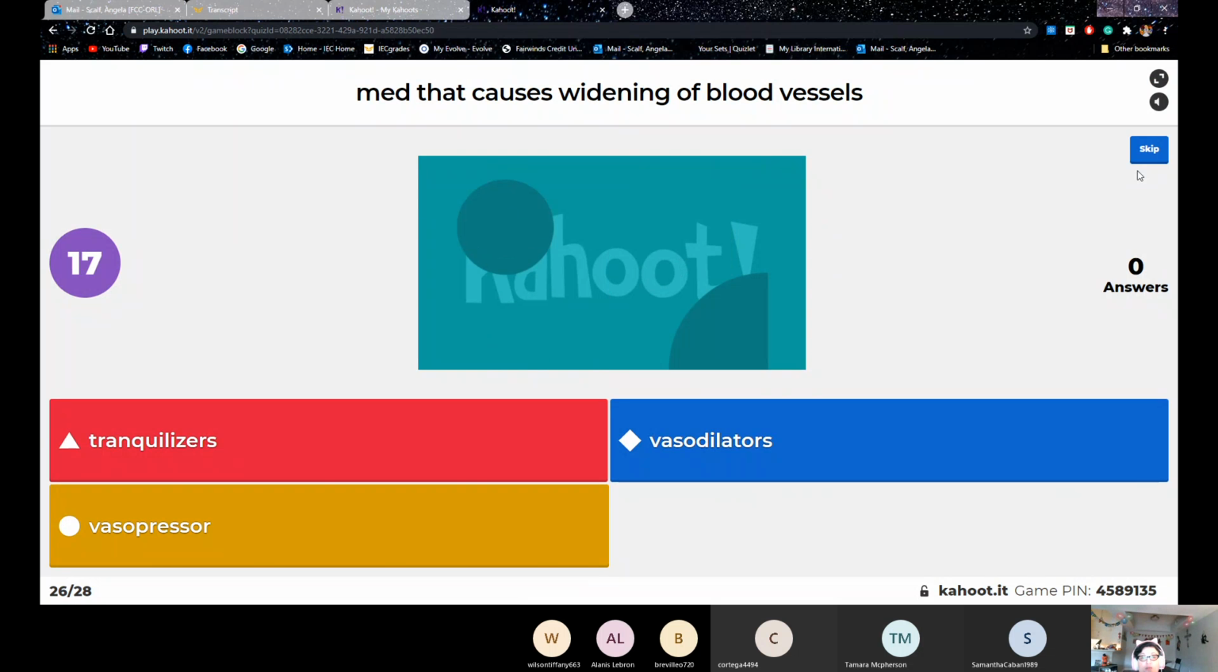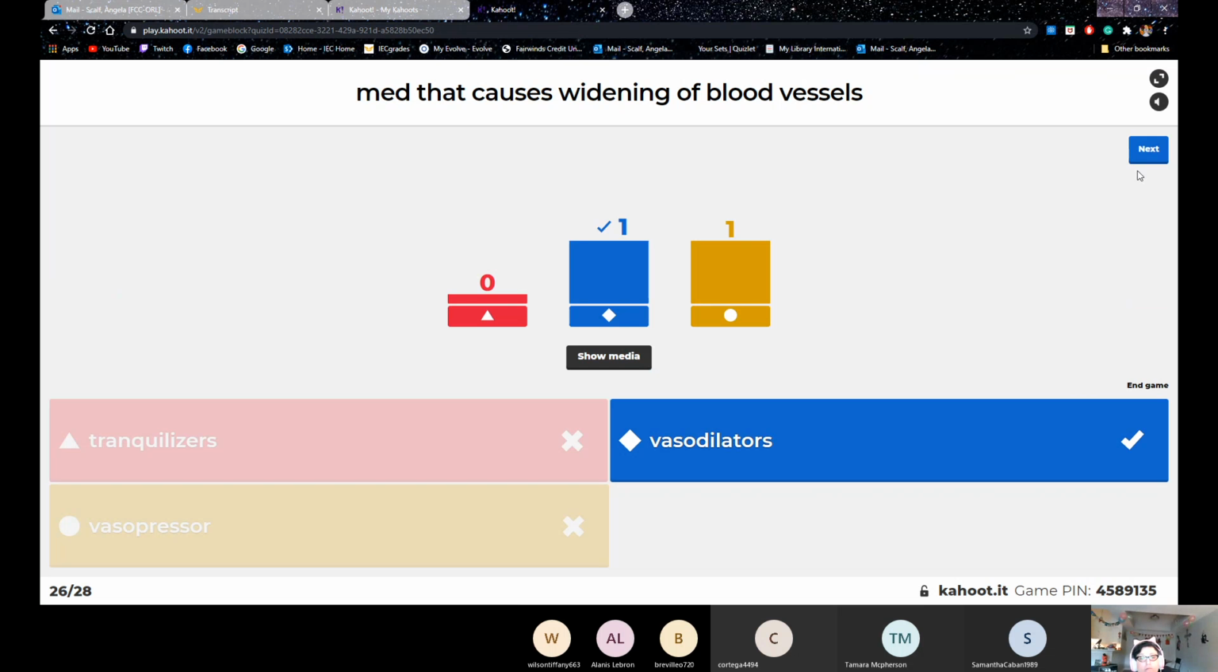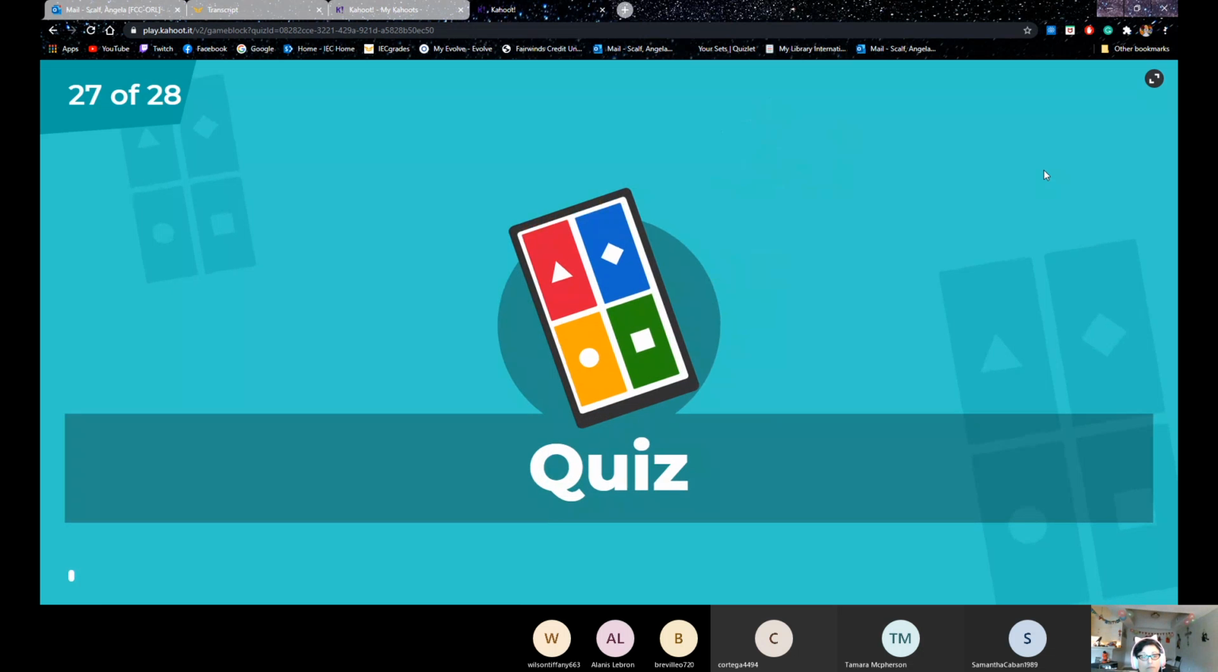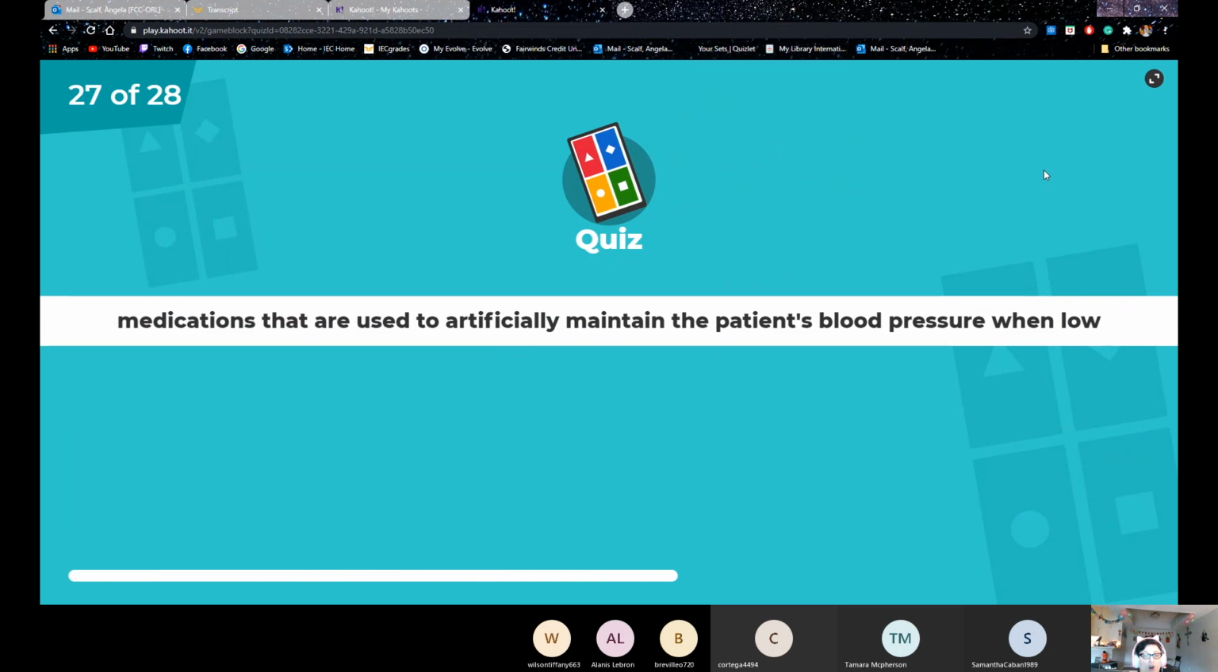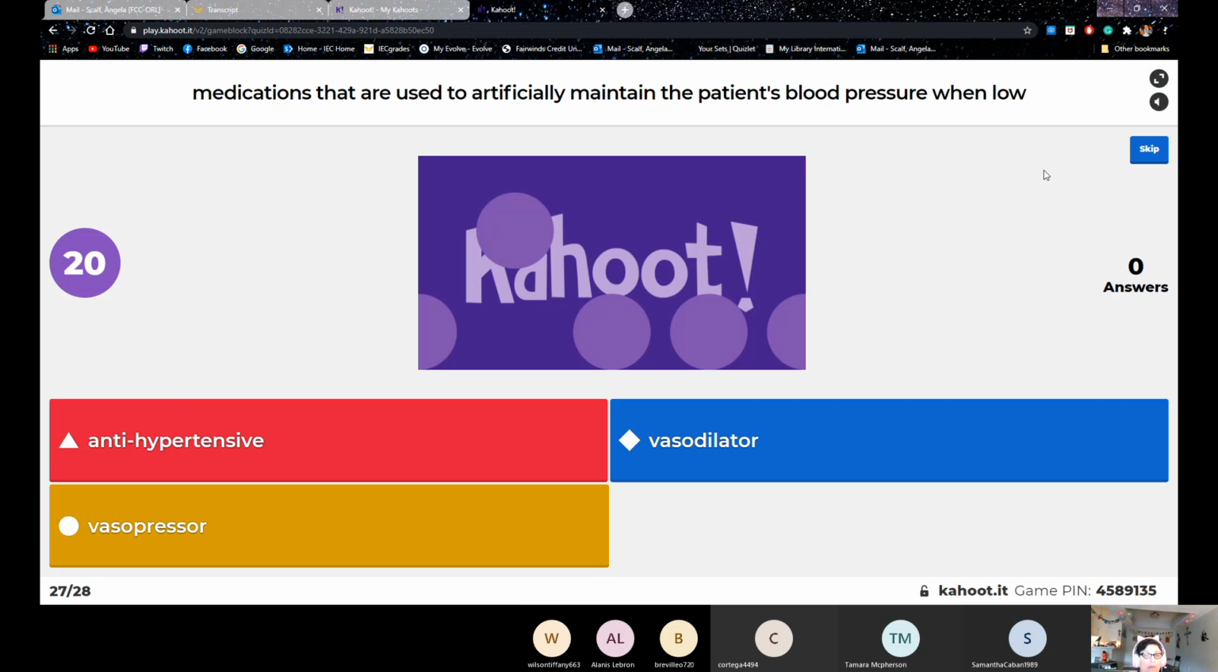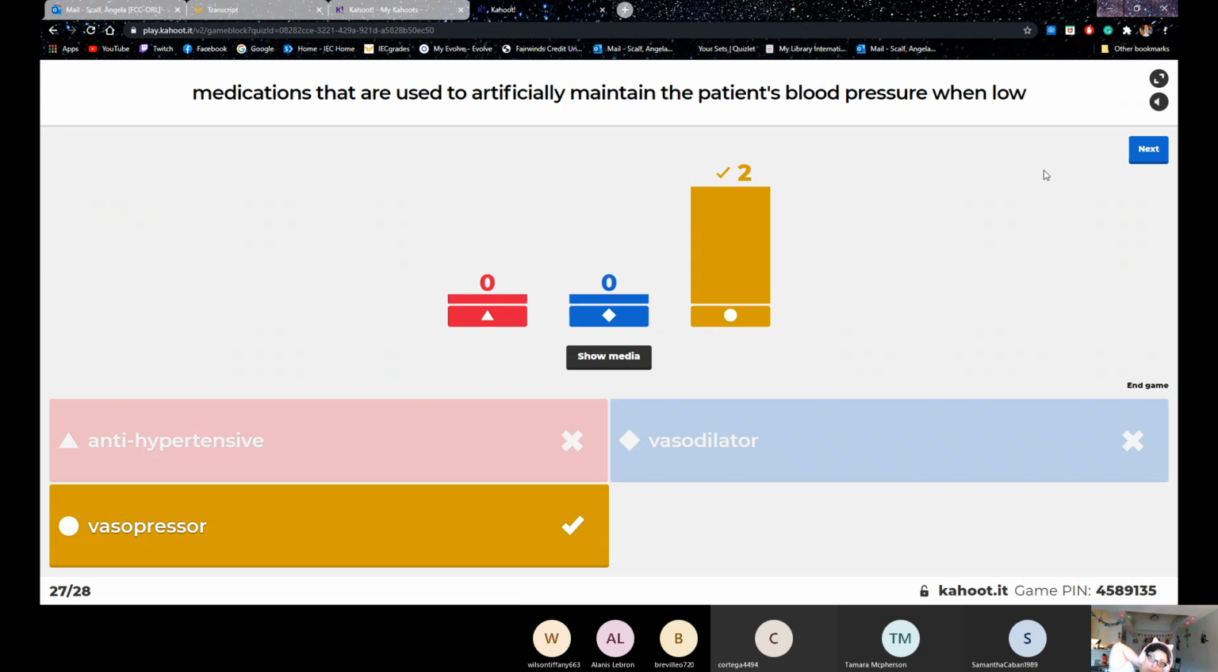A medication that causes widening of the blood vessels. A vasodilator, right? A vasodilator would dilate or widen the blood vessels. Medications that are used to artificially maintain a patient's blood pressure when it's low. Very good. Vasopressor. Excellent.